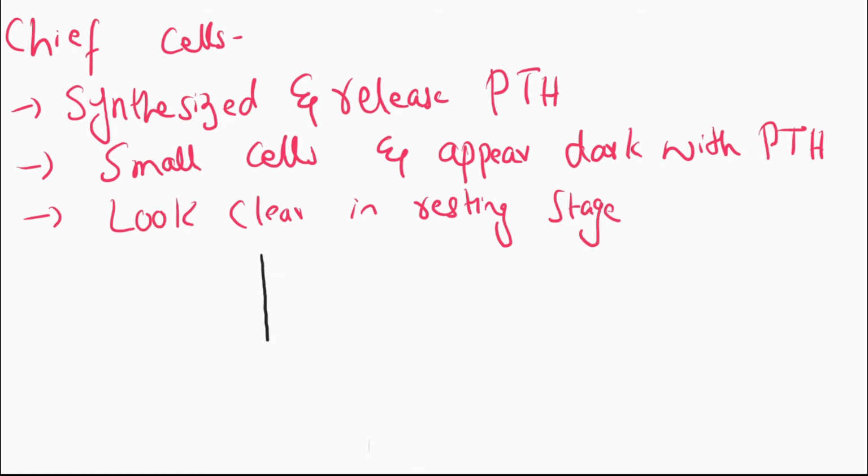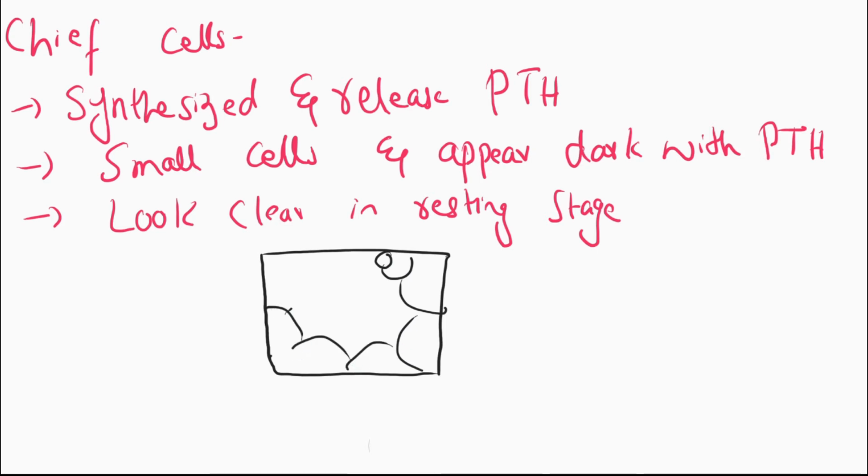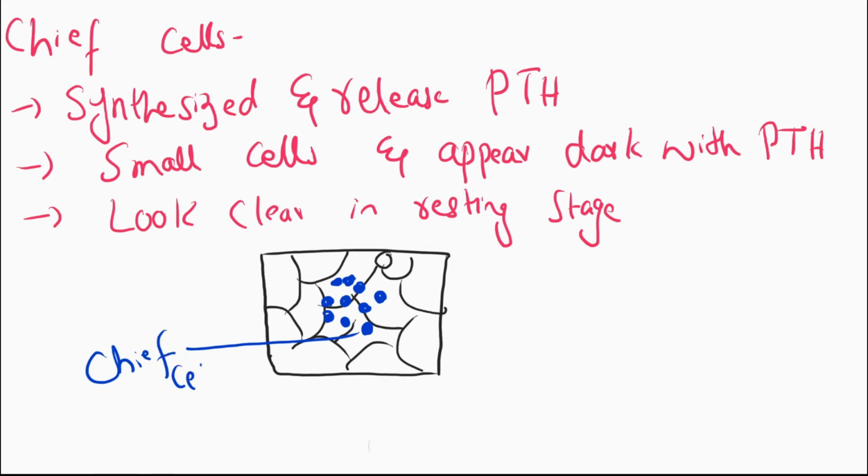The structure of a chief cell is like this. They look clear in the absence of parathyroid hormone, and with parathyroid hormone these are present in the dense form. Dark dense cells are known as chief cells of the parathyroid gland.